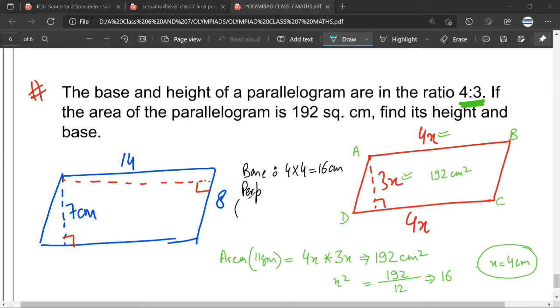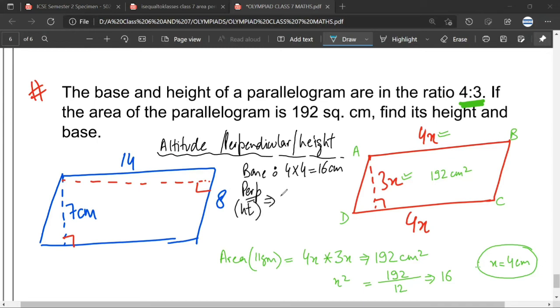They can call this perpendicular also, height, altitude. They are one and the same things. So the perpendicular or height in this case would be equal to 3 into 4. Shabash. 12 centimeter.